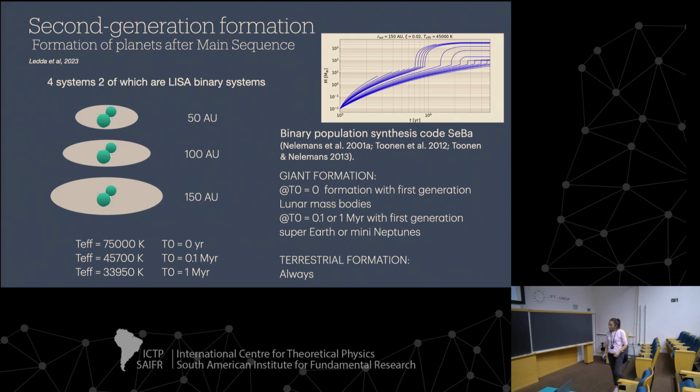Right, so almost finished. We studied three different sizes and three different starting times of formation: 0 mega year, so the highest temperature, 0.1 mega year, 40 to 45, and 1 mega year when it was cooler. And we saw that we can always form terrestrial planets. Giant formation, of course, is a bit trickier because you need to accrete more mass. If we start with lunar mass seeds, then we can form a giant starting at time zero. And if we start at time 0.1, we'll need a first generation super Earth or mini Neptune to create a Magrathea.